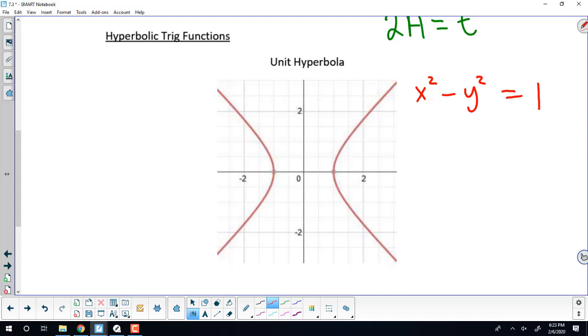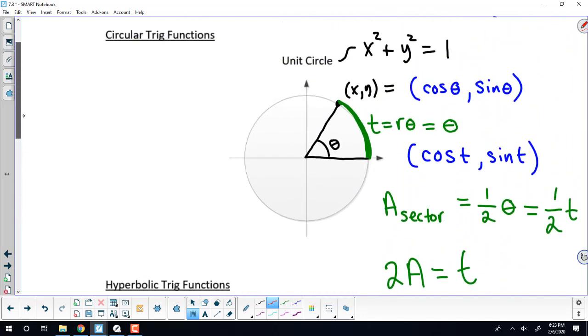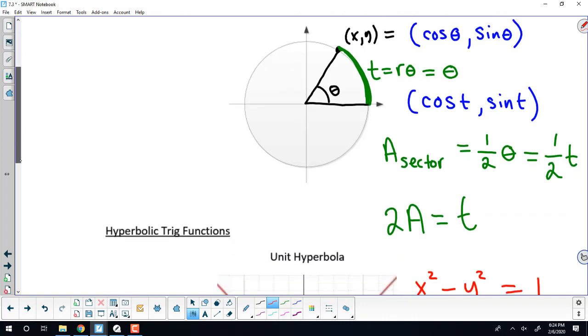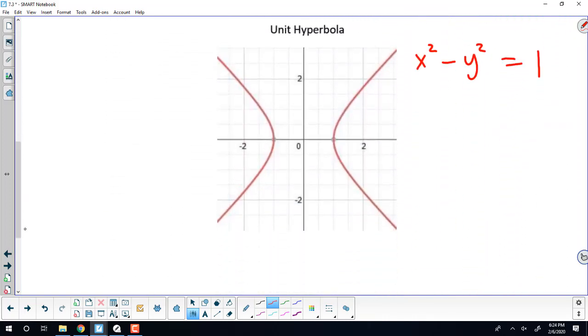So just pausing there for a moment, when we go back up to the circular trig stuff, remember the fundamental identity for the circular trig functions was cosine squared plus sine squared equals 1. That came from the fact that x was cosine of theta, so we have cosine squared plus sine squared equals 1. The identity here is different. It's not really Pythagorean, because x is going to be hyperbolic cosine, y is going to be hyperbolic sine, and cosh squared minus sinh squared equals 1 for the situation when we're on the unit hyperbola.